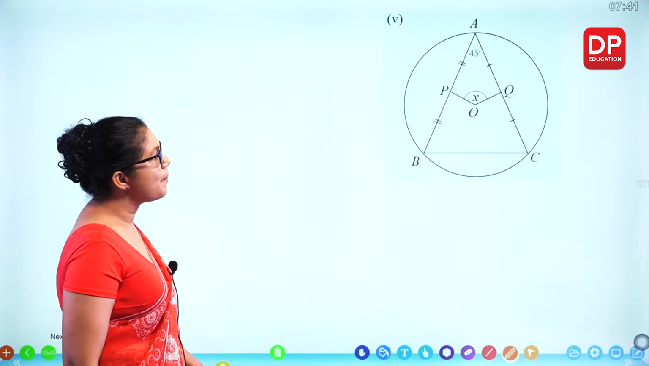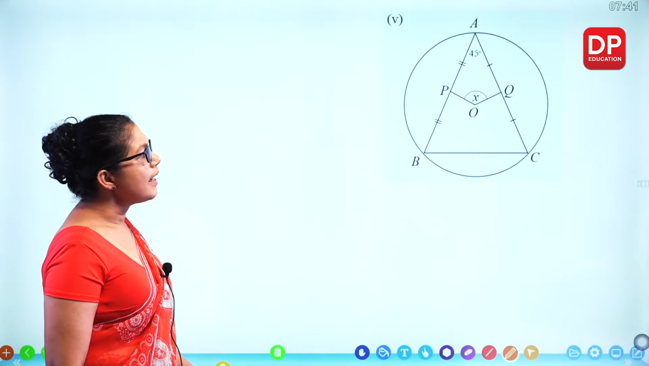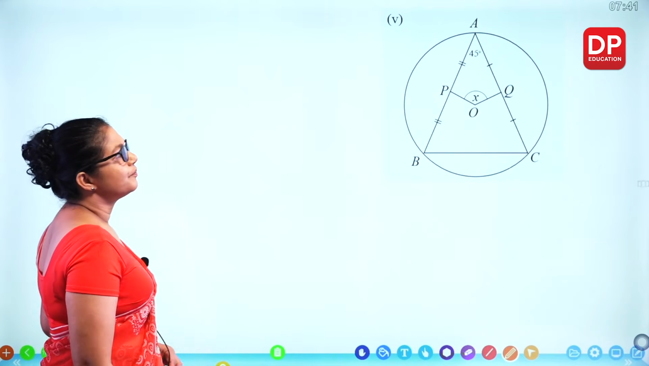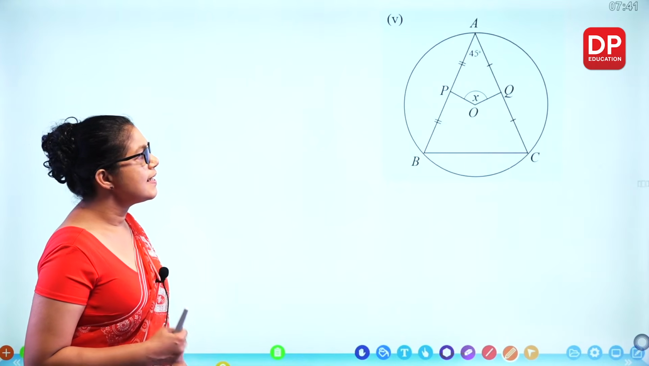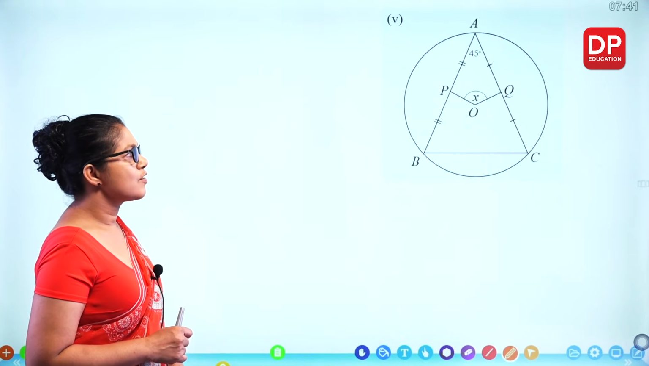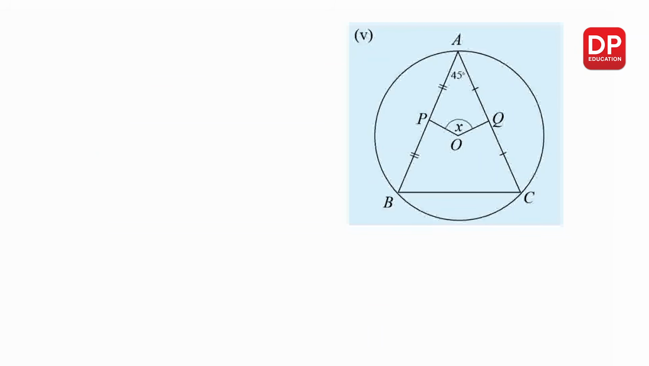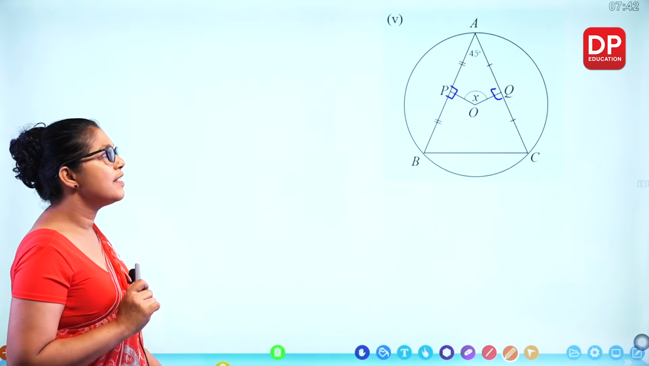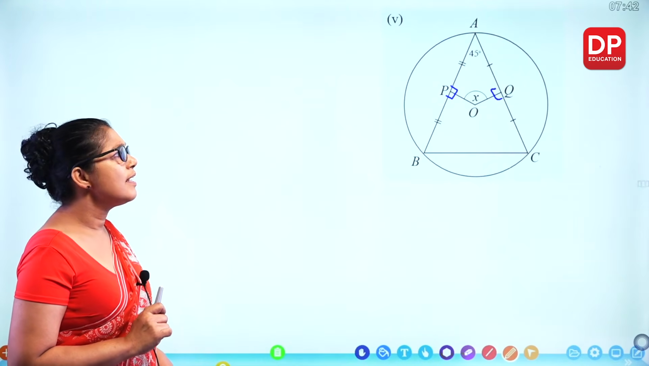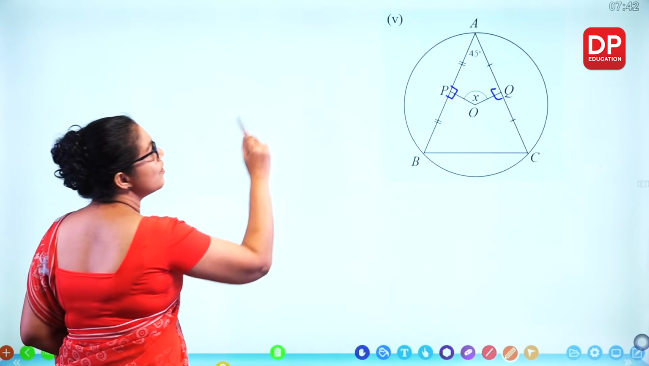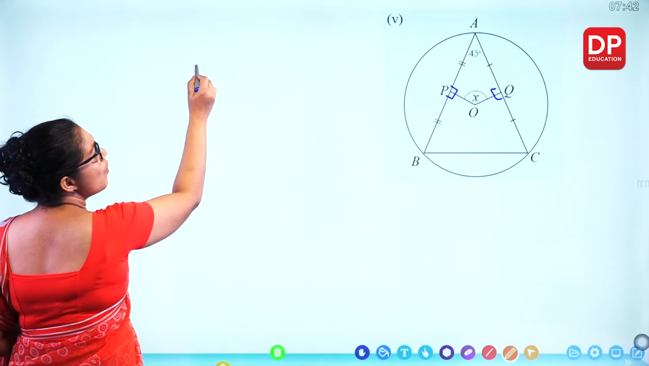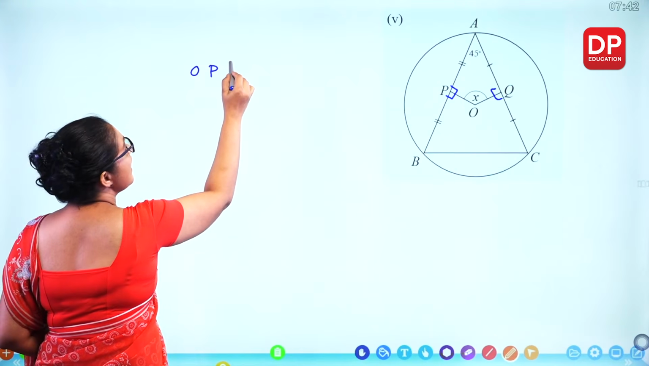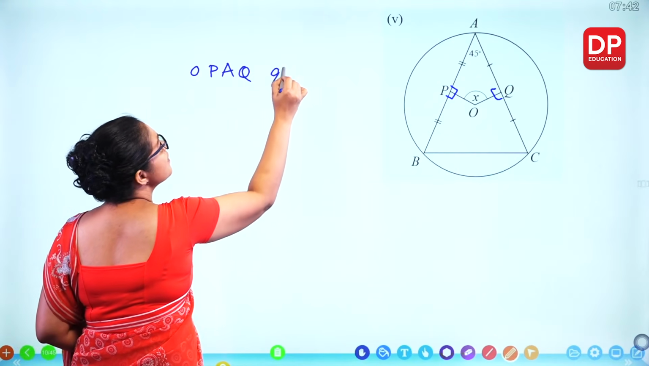Now we'll take the fifth part. Again we can see AB is a chord, AC is a chord and O is the center. So here straight away, according to theorem number 1, we can say that these all are 90 degrees because the line joining the center with the midpoint of the chord is perpendicular to the chord. So, what can you say about the OPAQ quadrilateral?